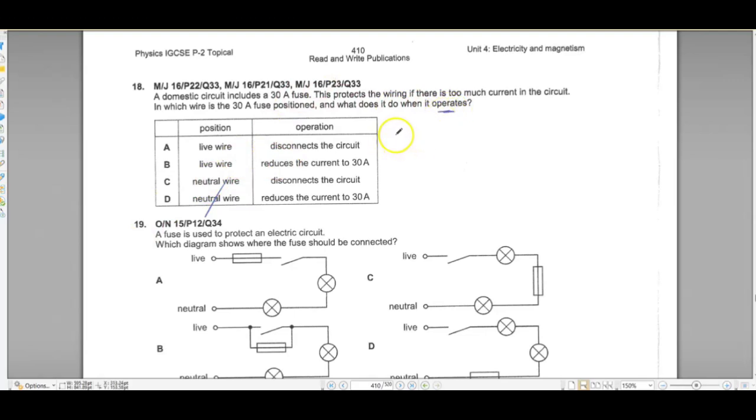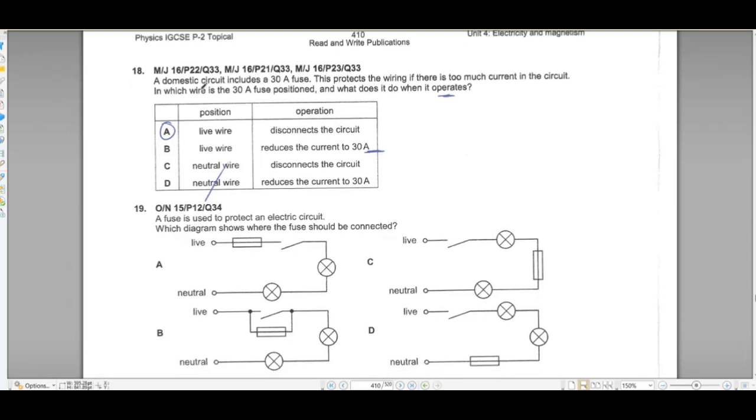Okay? And what is the purpose of this wire? It actually disconnects the circuit if there is a current of more than 30 amperes in the wire. Okay? It does not reduce current to 30 amperes. It just disconnects the circuit when there is a current of more than 30 amperes in the wire. Okay? So A is going to be the correct option.